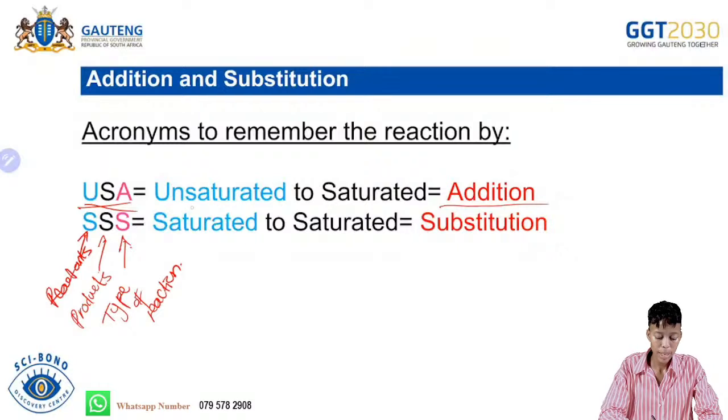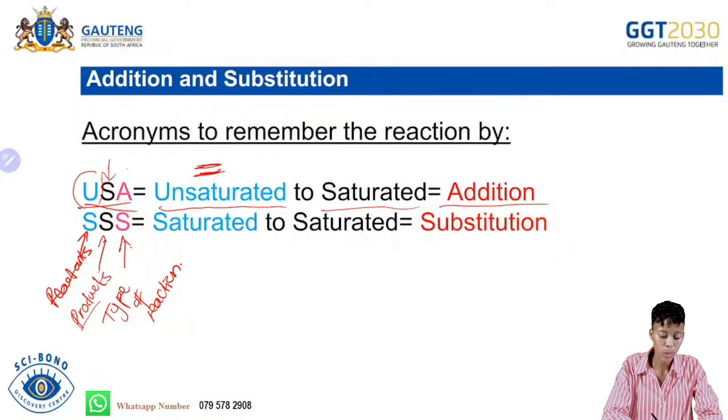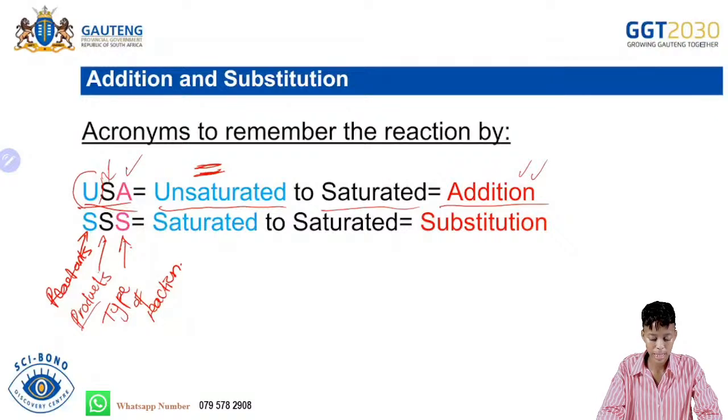So if the reactant is, the first letter there is U, unsaturated. Remember with addition reaction, the reactant is an alkene, it has double bonds. Because it has double bonds, it is unsaturated. So you'll be moving from a reactant that is unsaturated to a product which is saturated. Therefore, the type of reaction will be addition reaction.